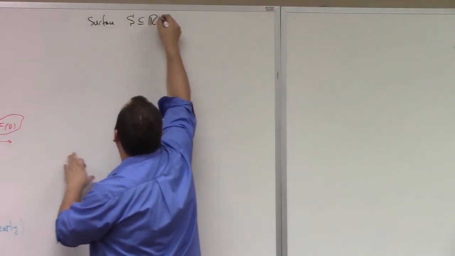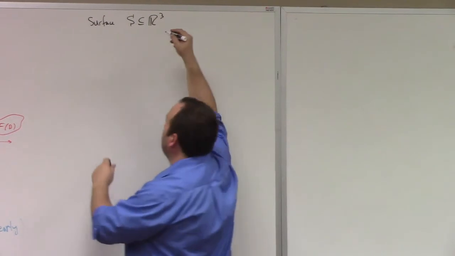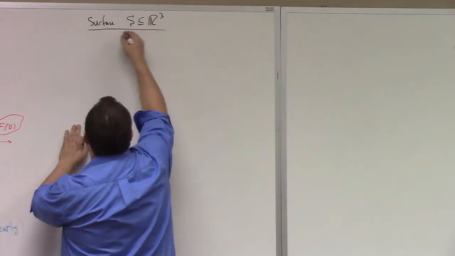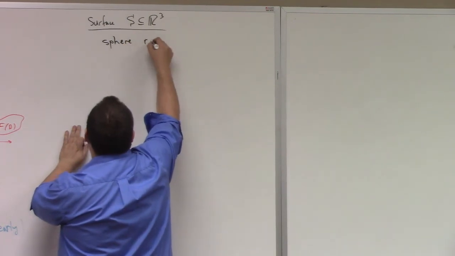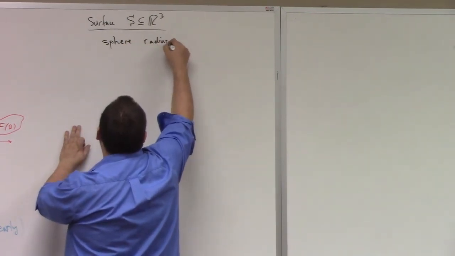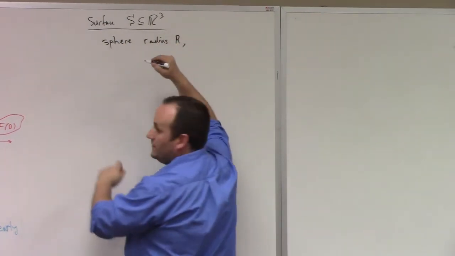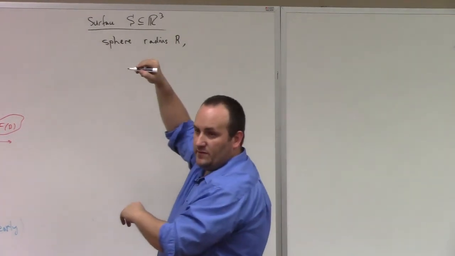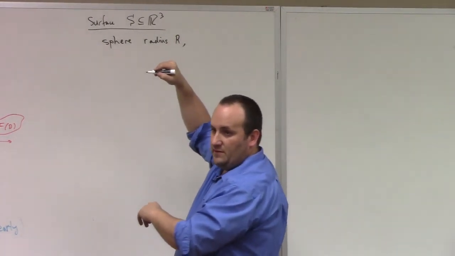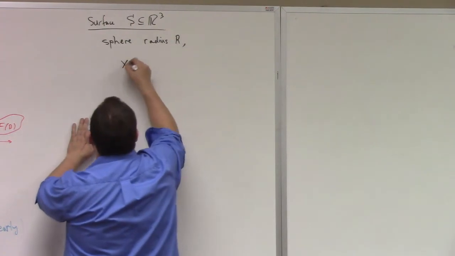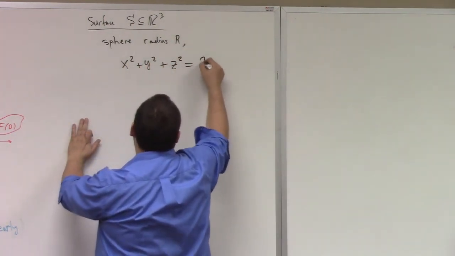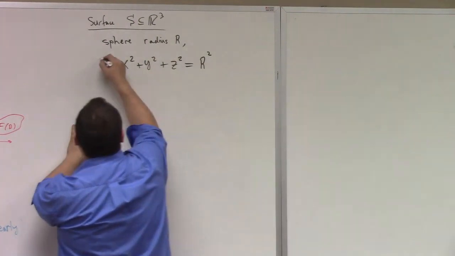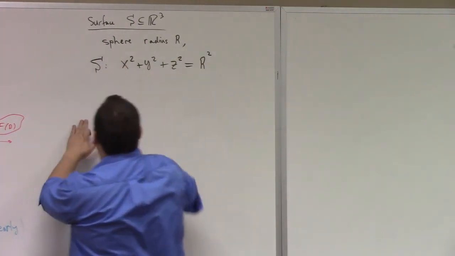So like a surface in R3, what are the two ways? Let's be more specific. Let's look at the sphere, with radius R. What is the first thing we tell you in calculus 3? It is x squared plus y squared plus z squared equals R squared. This is the sphere of radius R.